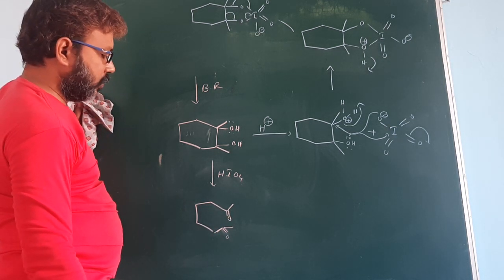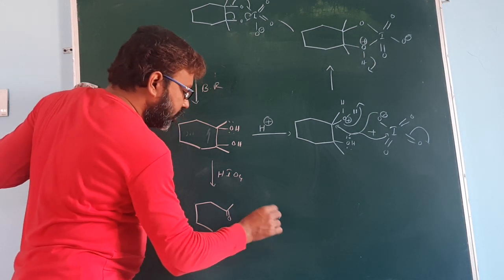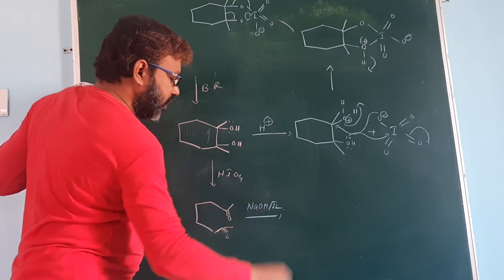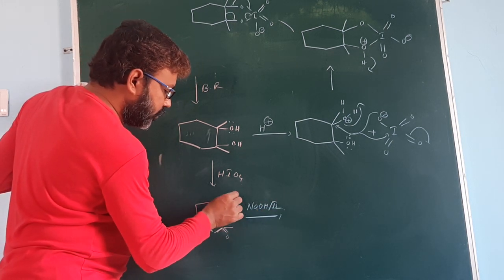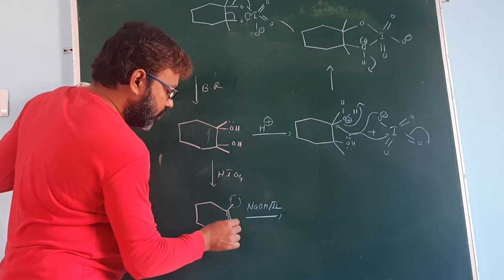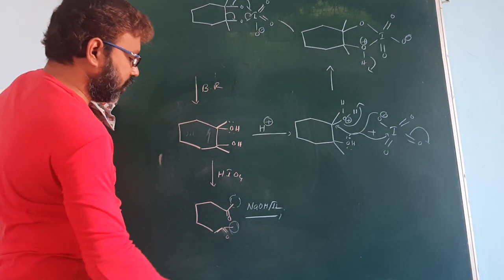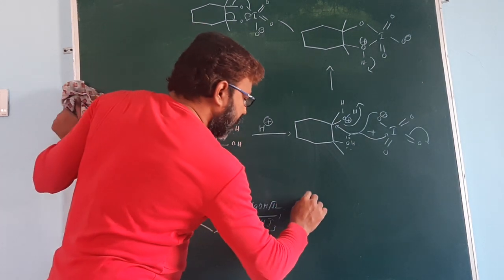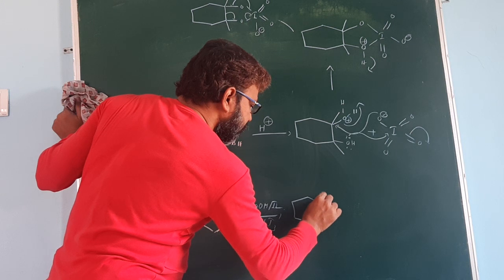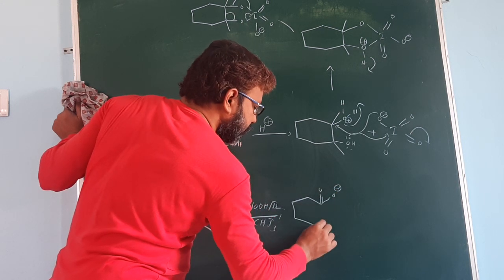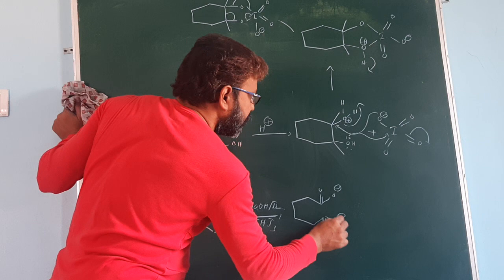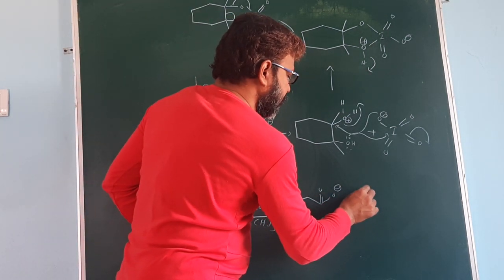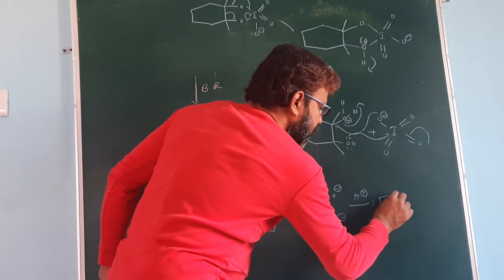C-OH bond. Now it reacts with NaOH and I2. It is iodoform reaction. It is converted to CHI3 to give carboxylate anion. So next step, acidified with this carboxylate anion to give carboxylic acid.